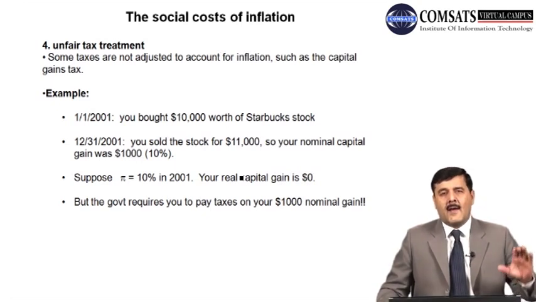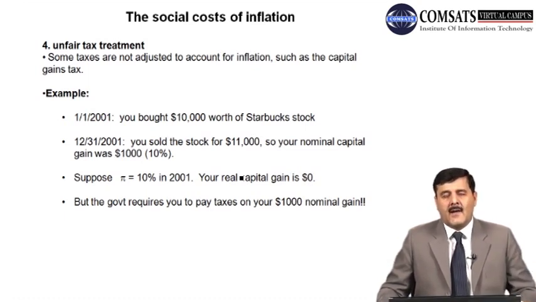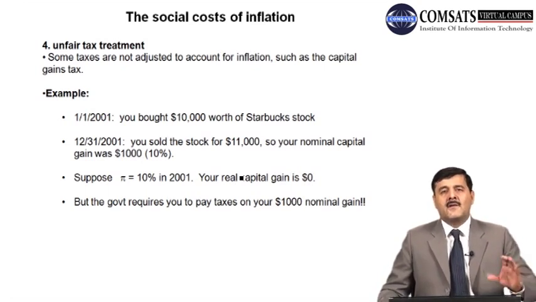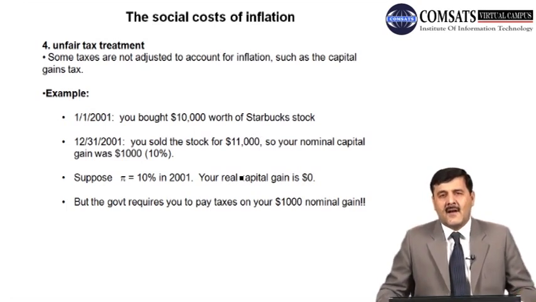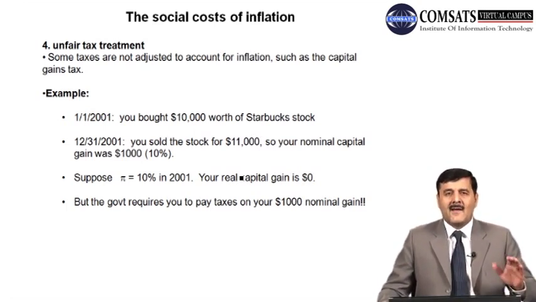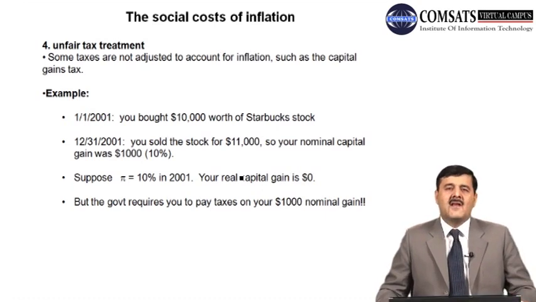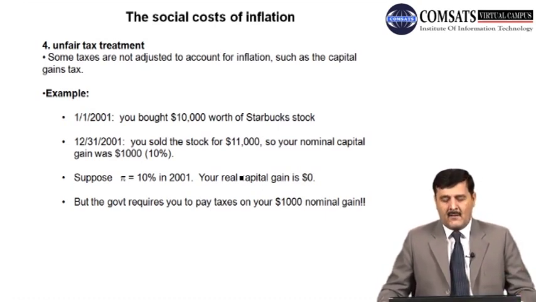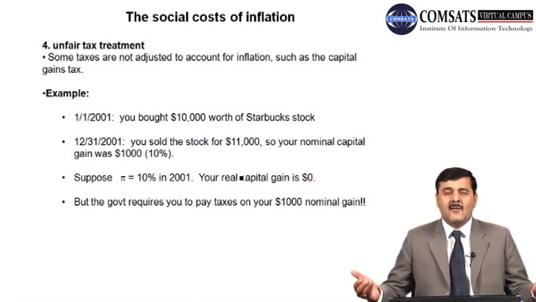So you bought $10,000 of stocks at the beginning of the year 2001, but when the year ended, at the end of the year you sold it at $11,000. How much have you earned on your capital? That is only $1,000, which is 10% of the total capital. Now when a year ends, the change in inflation is almost 10% in 2001. So your real capital gain is how much? Zero. So that is the social cost.